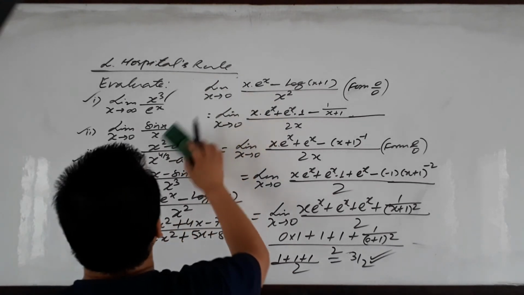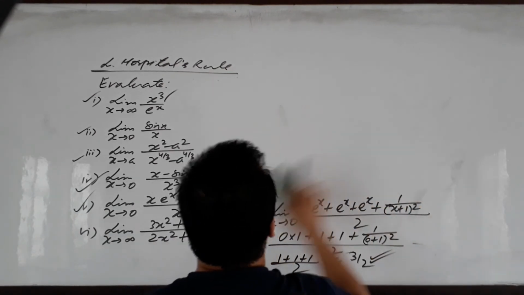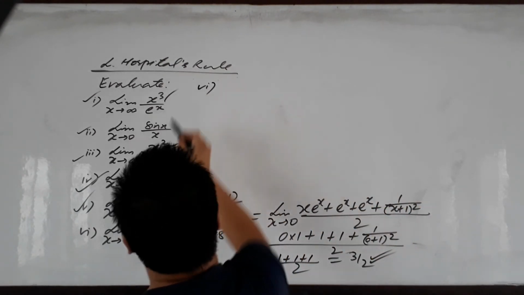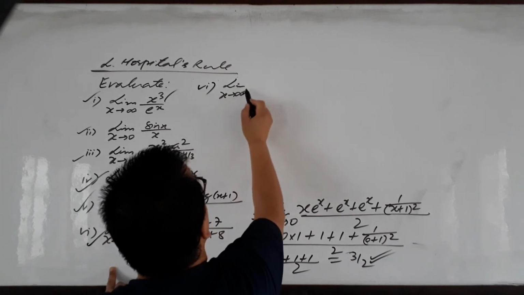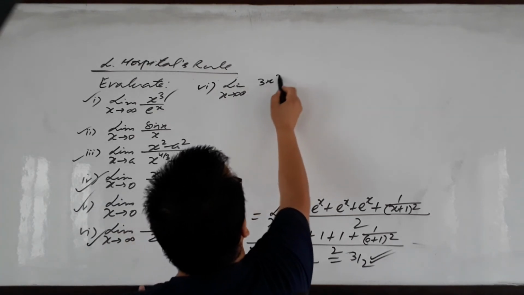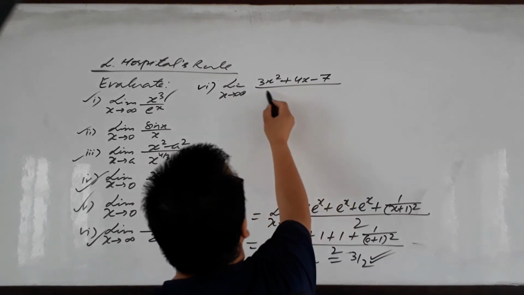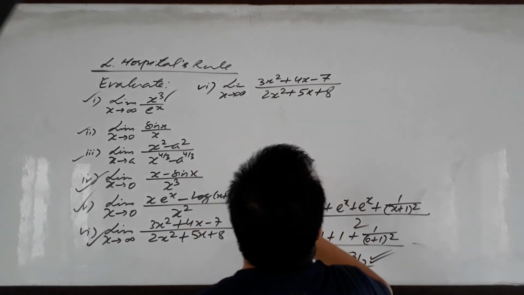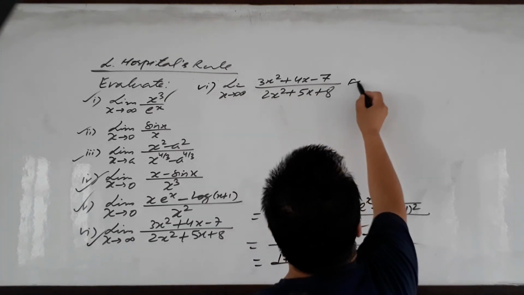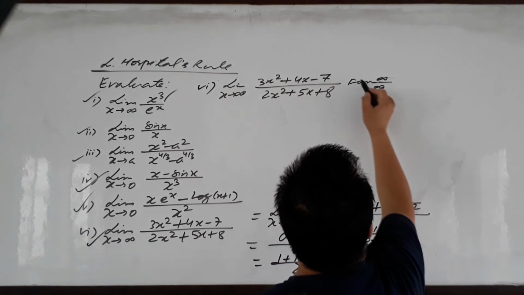Let's see the last question. I guess you are clear, right? The last one is question 6. The limit as x tends to infinity of (3x square plus 4x minus 7) over (2x square plus 5x plus 8). If we see, it is in the form of infinity upon infinity.